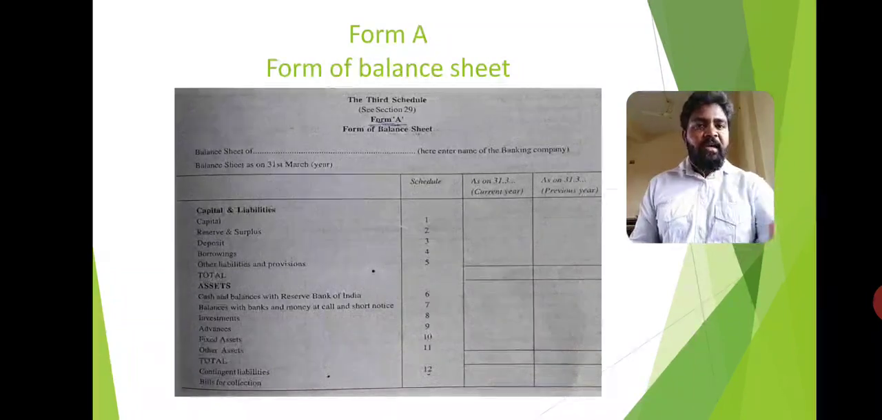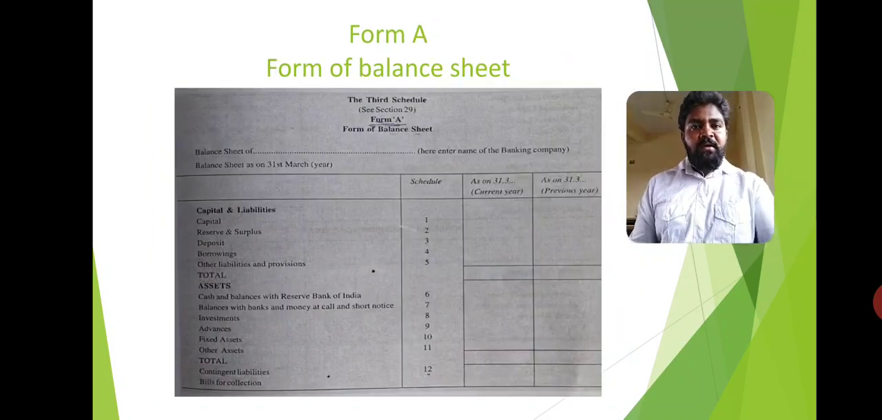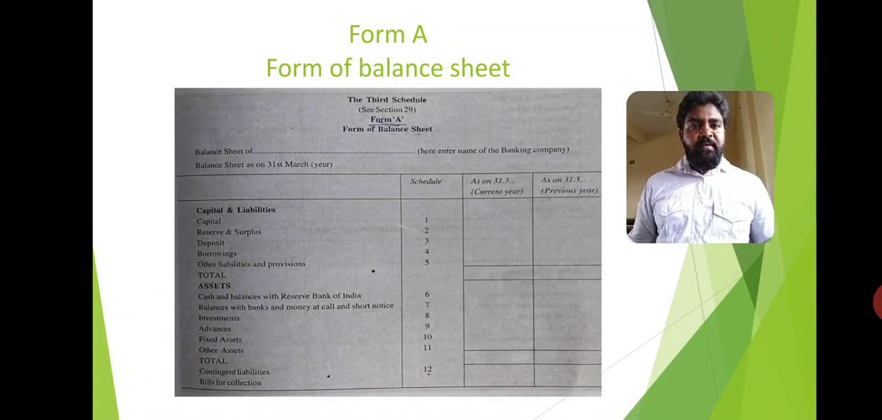By following these 16 schedules, we are going to prepare a profit and loss account and balance sheet. Among these 16 schedules, in the balance sheet we are going to consider 12 schedules, and schedule number 13 to 16 we are going to consider while preparing the profit and loss account. Okay. Now let us come to the discussion of the format of balance sheet, that is Form A. This is the format of balance sheet, Form A.